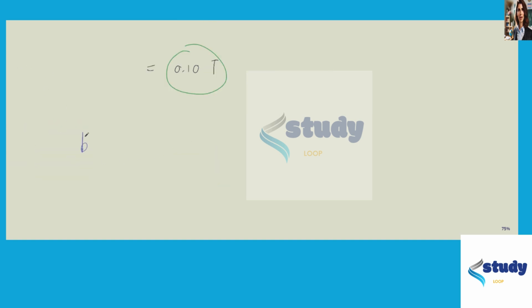And then for part B, as shown above, the angle theta, as we've calculated, is the arctan of mu s, which is given to be 0.6. And so this angle is 31 degrees.